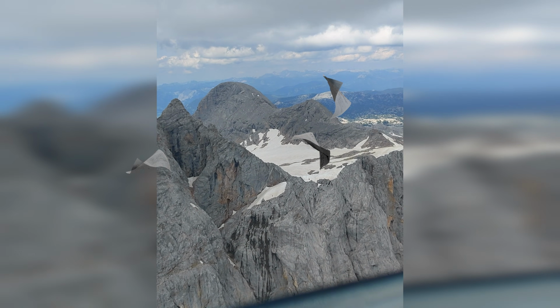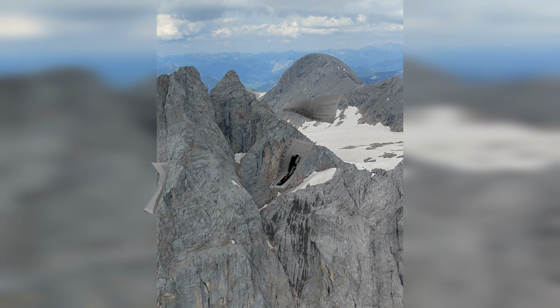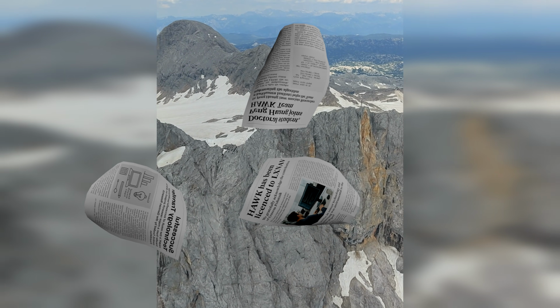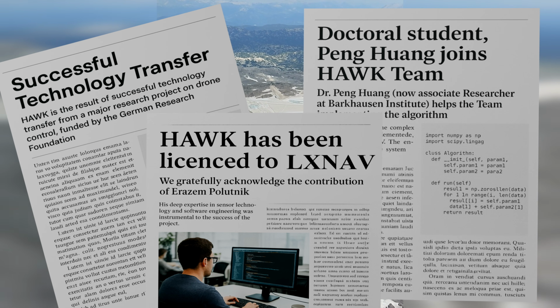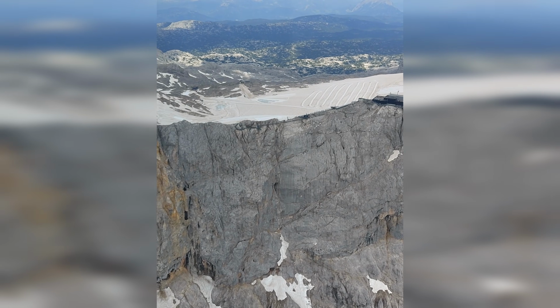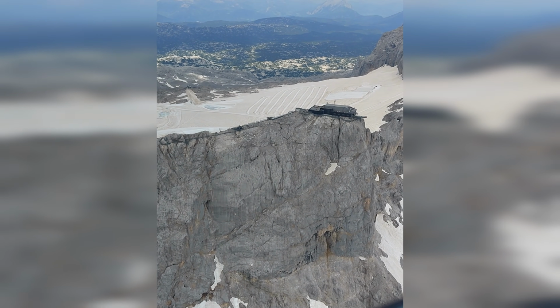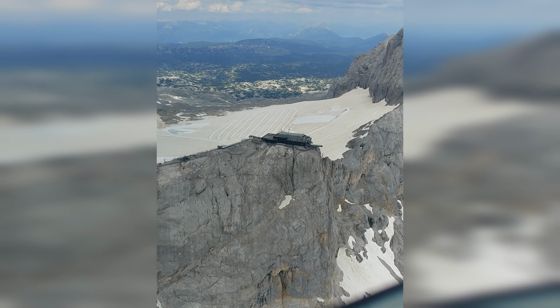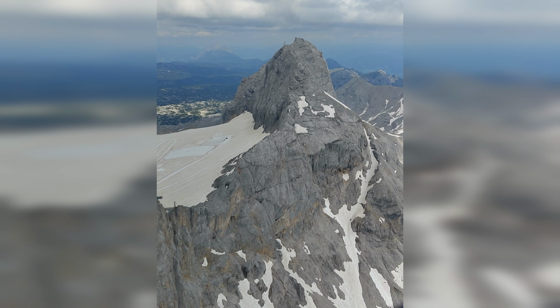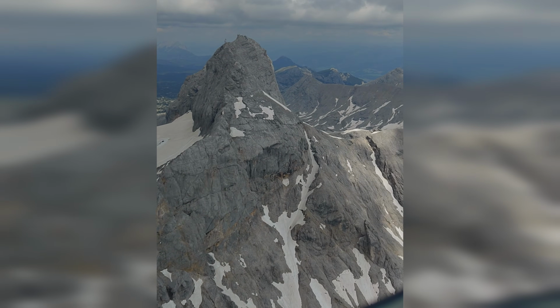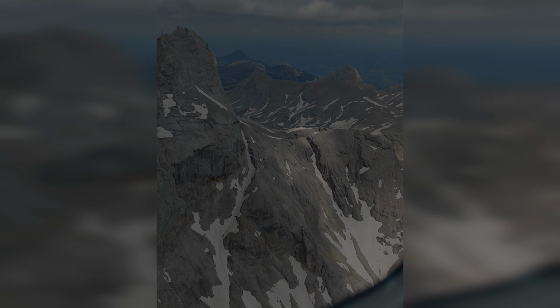He contacted LXNav, and they agreed to collaborate by providing their hardware and sensor processing expertise. Together with his doctoral student, Dr. Peng Huang, the team implemented the algorithm and tested the entire complex software system. TEK is the result of successful technology transfer from a major research project funded by the German Research Foundation.